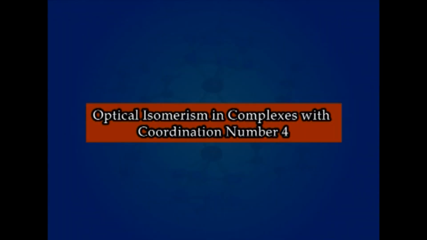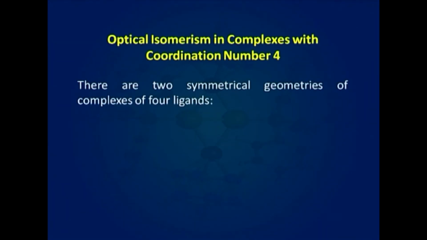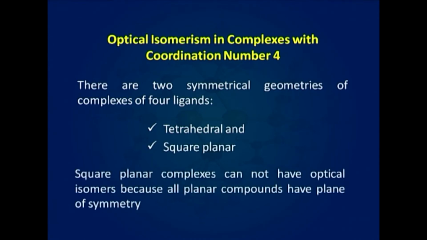Let us discuss the optical isomerism in complexes with coordination number 4. When a metal ion has coordination number 4, complexes can have two types of geometries, tetrahedral and square planar. Square planar complexes cannot have optical isomers because all planar compounds have a plane of symmetry.